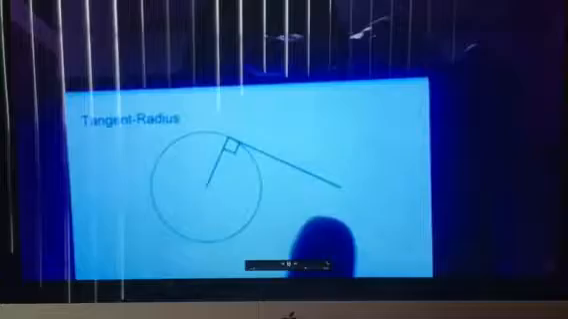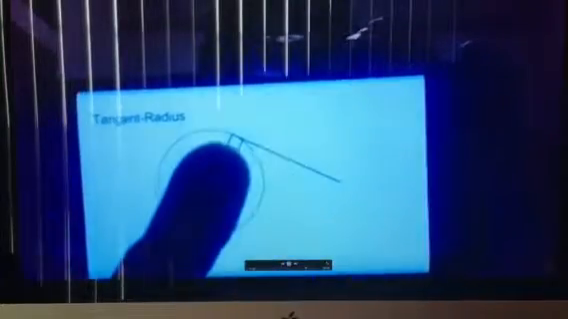Next, the tangent radius theorem. A tangent line or segment is always perpendicular to the radius of a circle. Here's an example of that. This is the radius of a circle. Here's a tangent. It intersects the circle at one point and is perpendicular.